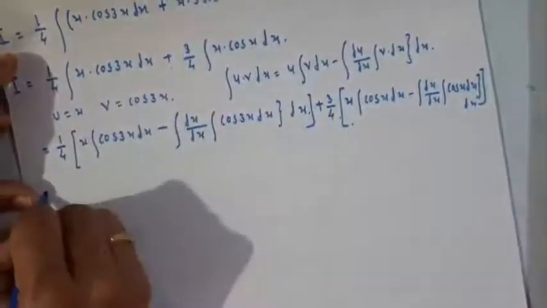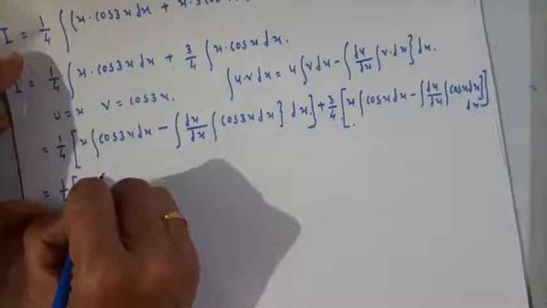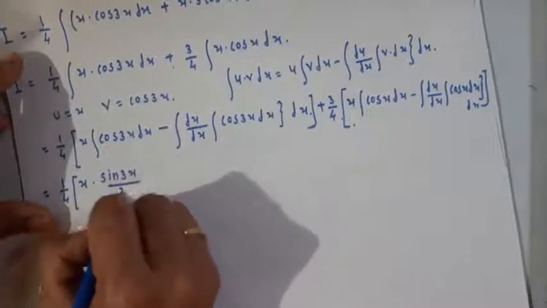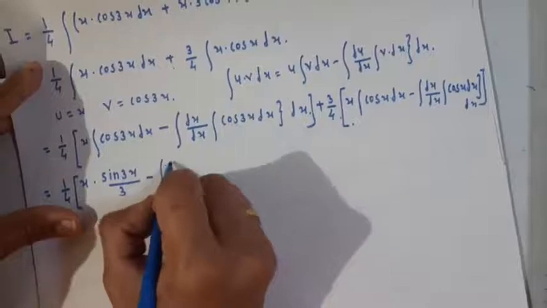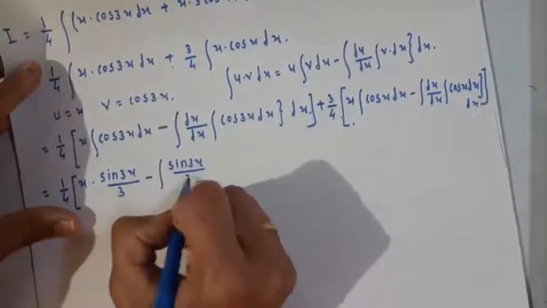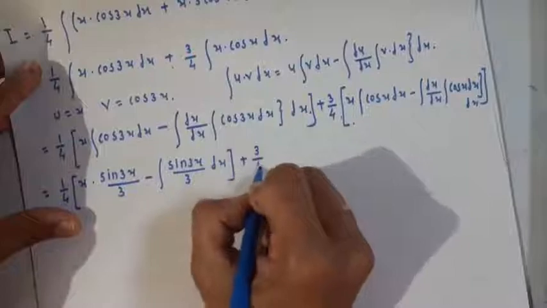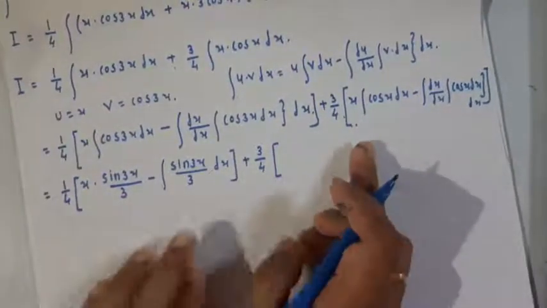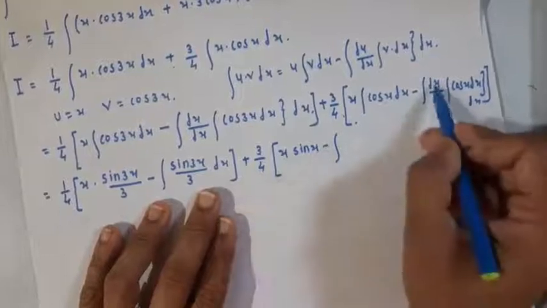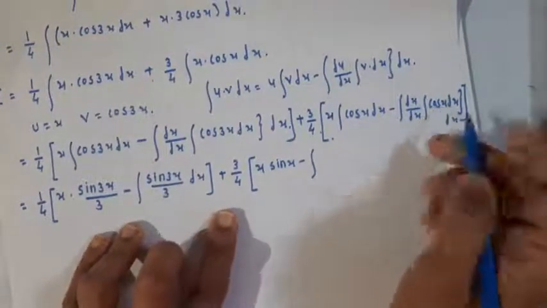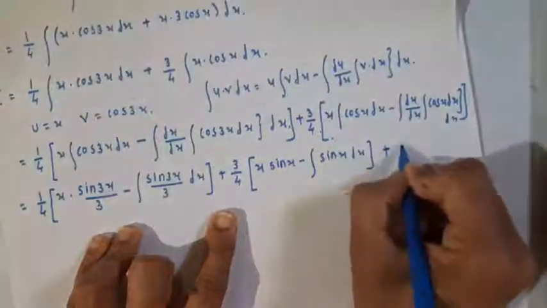And so this is equal to 1 by 4 times the integral of x cos 3x, which is x times sin 3x upon 3 minus the integral of the differentiation of x, which is 1, times sin 3x upon 3, integrated with respect to x, plus 3 by 4 for the second term, with x as a constant, integration of cos x is sin x minus the differentiation of x, which is 1, times sin x, integrated with respect to x. Now plus constant of integration c.